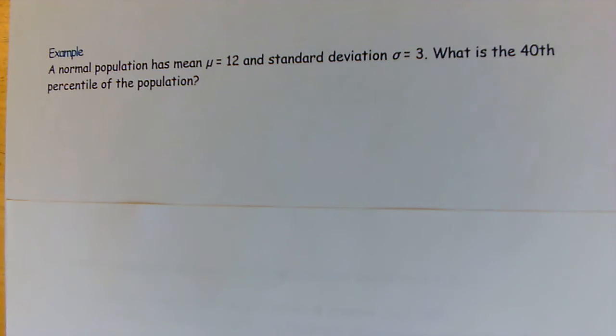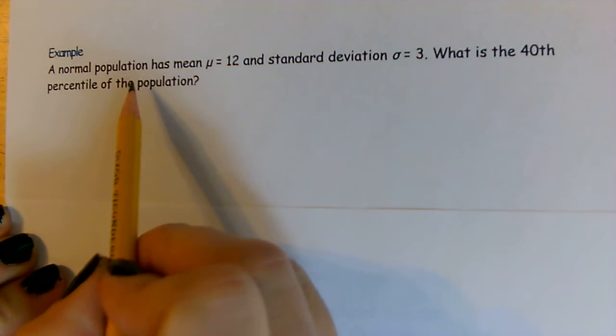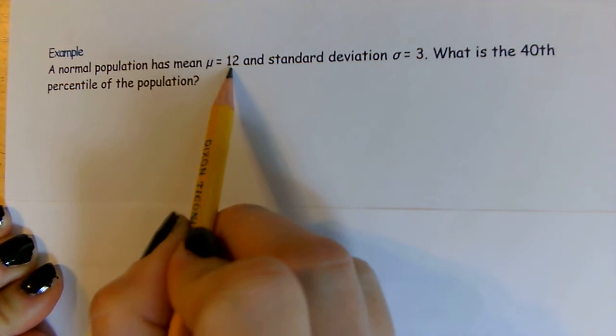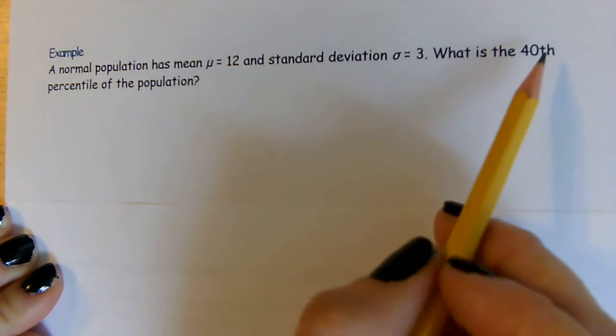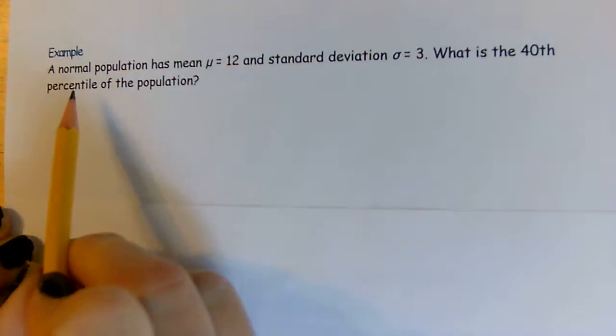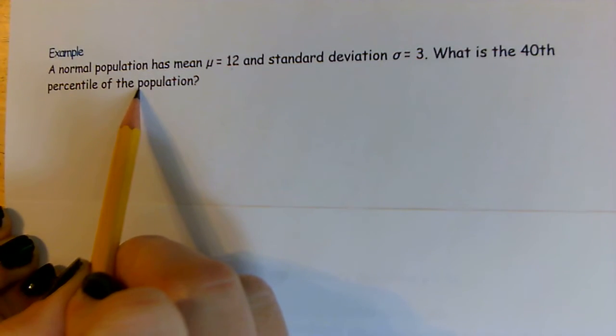Okay, so we'll do another example. Again, we're finding the normal value, or the x, for a distribution. So if we have a normal population with a mean of 12 and a standard deviation of 3, we're going to find what's the x at 40%. What is the 40th percentile of the population?